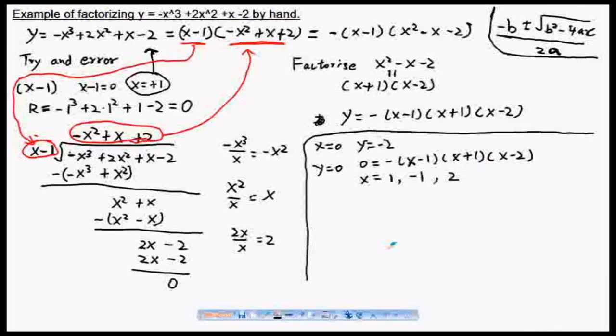Now we have our x-intercepts and y-intercept. So, minus 1 here, 1, and 2. Okay, let me make a note there.